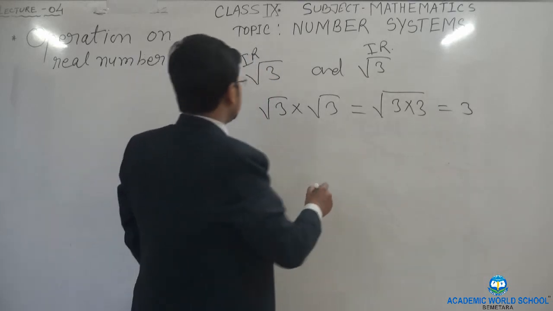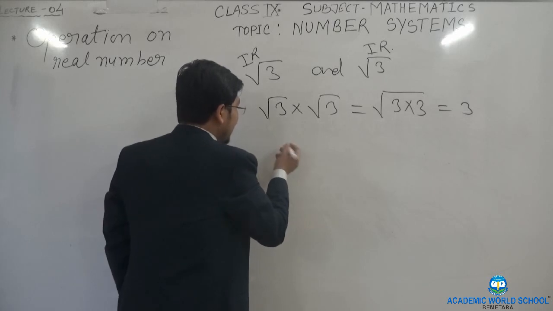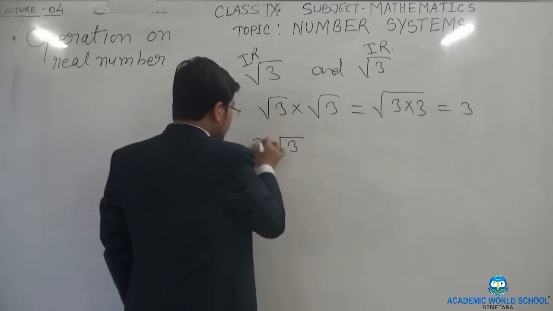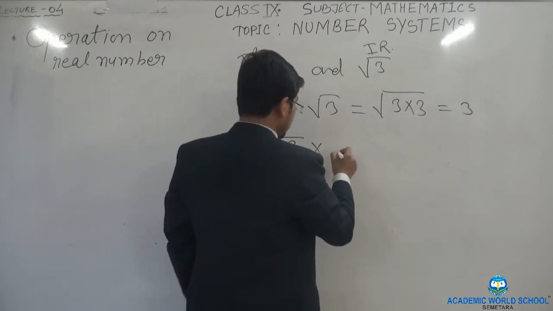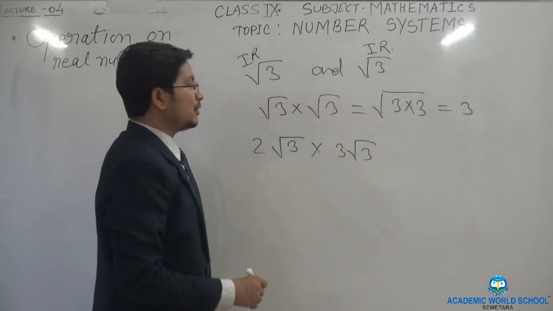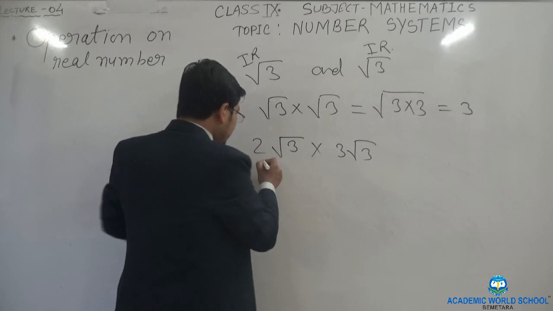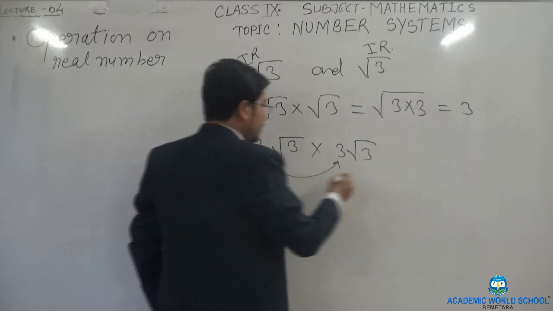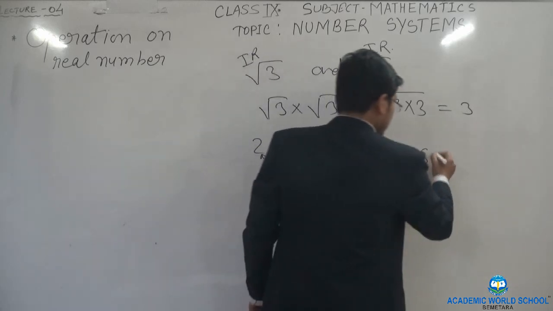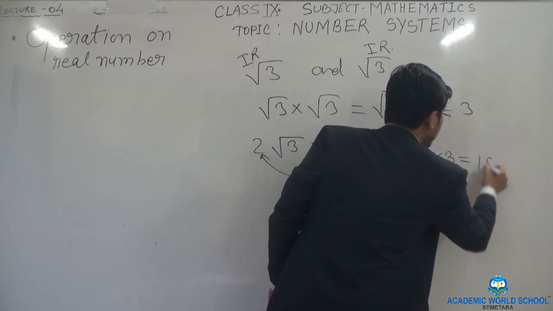Okay, so now if we are multiplying 2 root 3 into 3 root 3, this root will multiply with this root. So 2 into 3 is equal to 6, and root 3 into root 3 is 3. So 6 into 3 is equal to 18.